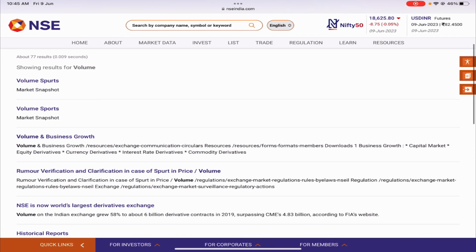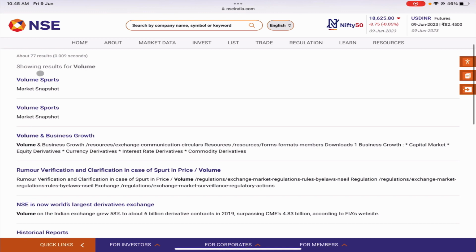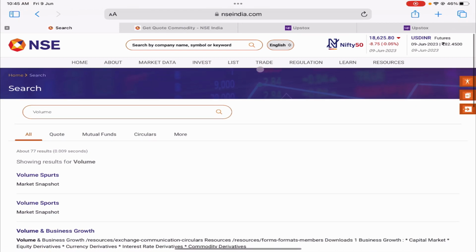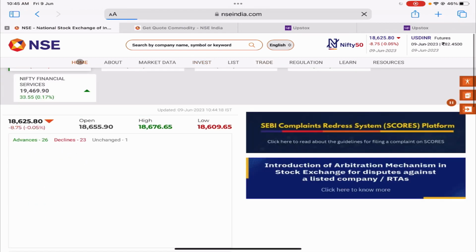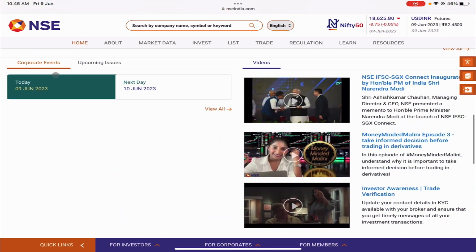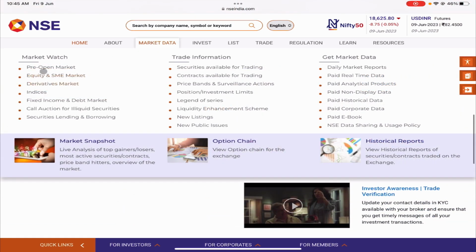Volume. Now look at this. You can get volume spurts, volume sports, volume. So you can get so many things on the NSE website if you're trading in India. Just go here and you can see everything. And if you go to market data, you can actually see the volumes here.